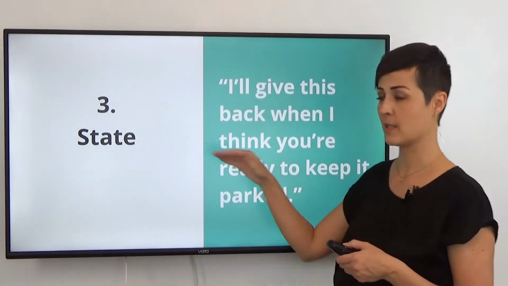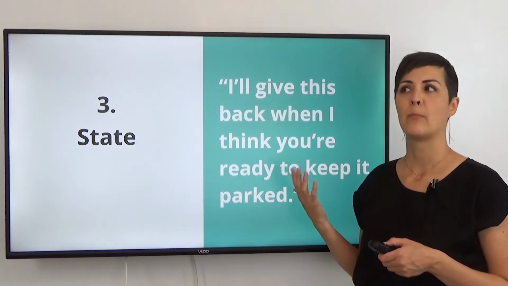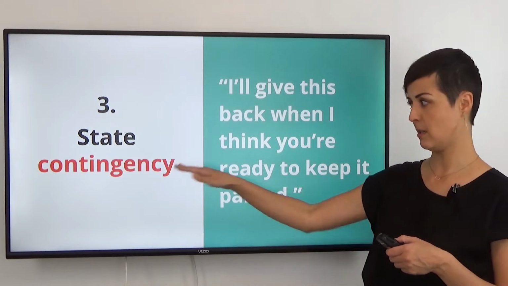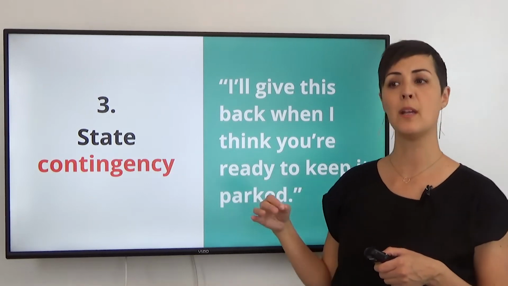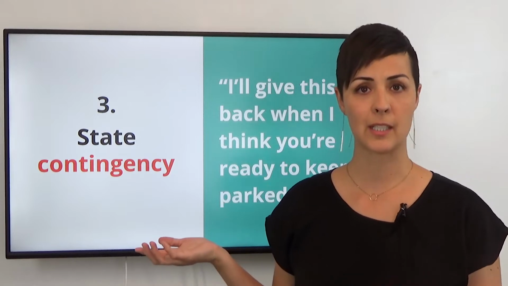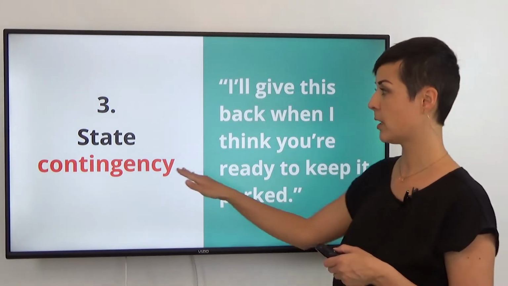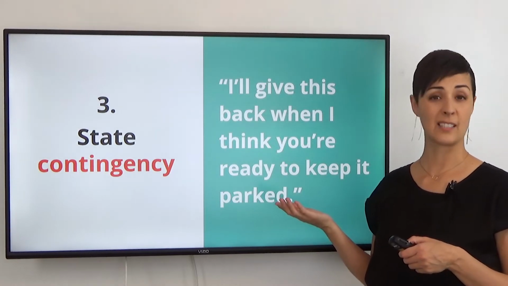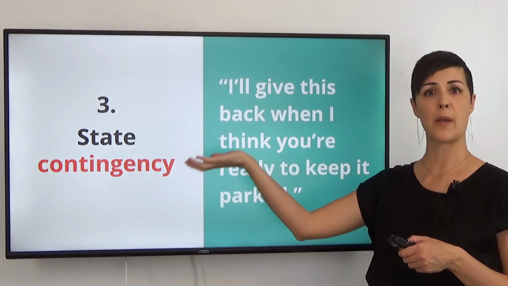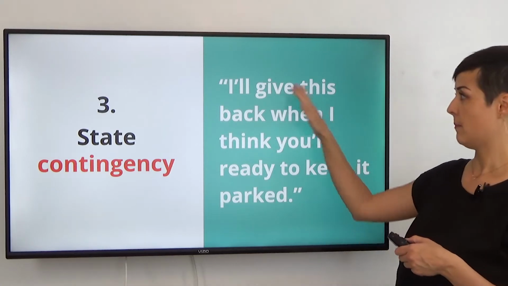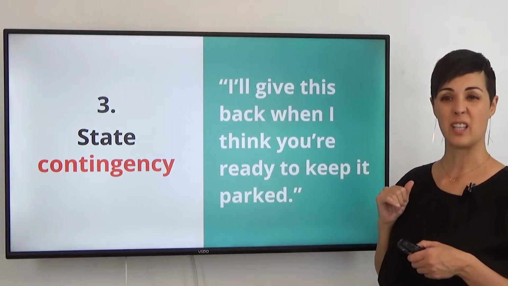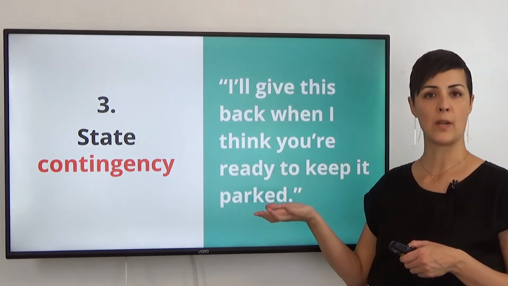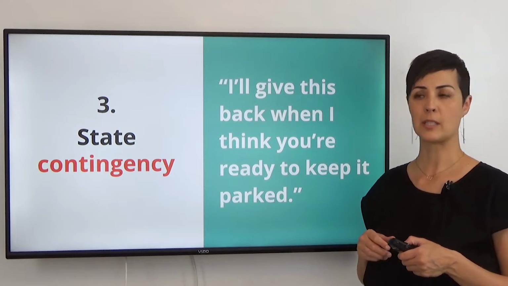However, you would not want to skip this 3rd step regardless of the flow of instruction. At some point, you would want to state the contingency. And when I say at some point, I mean at some point pretty closely connected to the infraction of the rule. So the contingency, remember, is a statement of access, like "I will give you this back after you meet this criteria." So the teacher might say, "I'll give this back when I think you're ready to keep it parked." So I've removed it and I've stated when he's going to get it back: when I think he's ready to keep it parked.